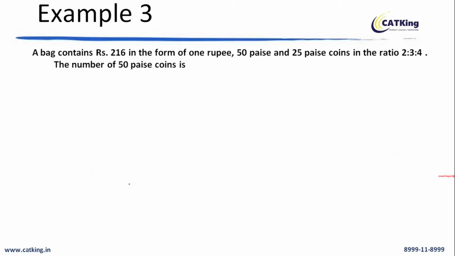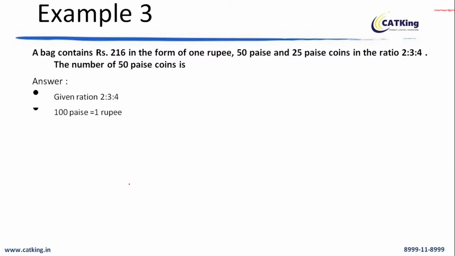Moving on. A bag contains 216 in the form of 1 rupee, 50 paise and 25 paise coins in the ratio 2 is to 3 is to 4. So the number of 50 paise coins is how much? We have to find out the number of 50 paise coins. So given the ratio is equal to 2 is to 3 is to 4.